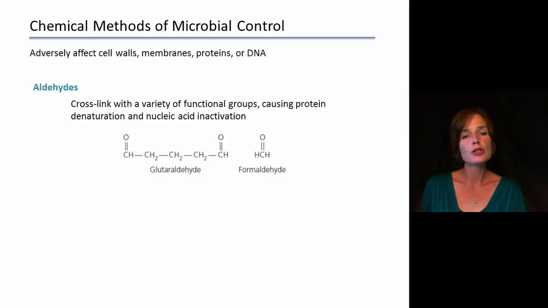Aldehydes are chemicals that are capable of cross-linking with a variety of functional groups, and when they cross-link and interact with these other functional groups, they cause protein denaturation and nucleic acid inactivation. Here are just two examples of aldehydes. We have glutaraldehyde and then formaldehyde, which is probably one that you've heard of before.